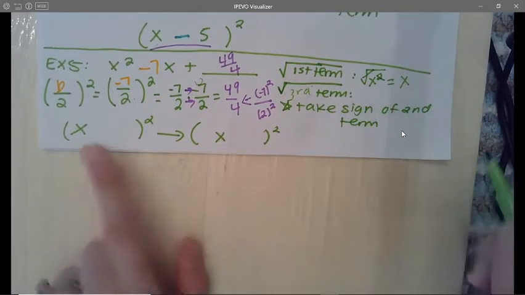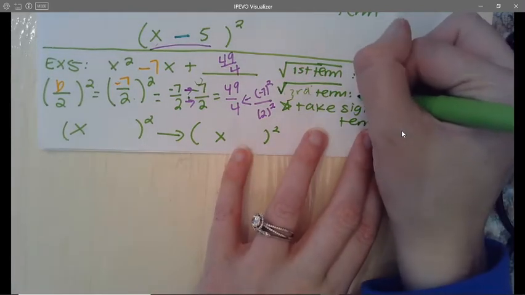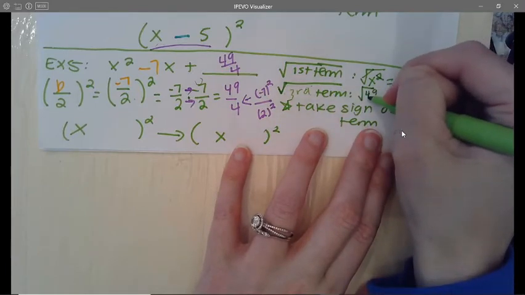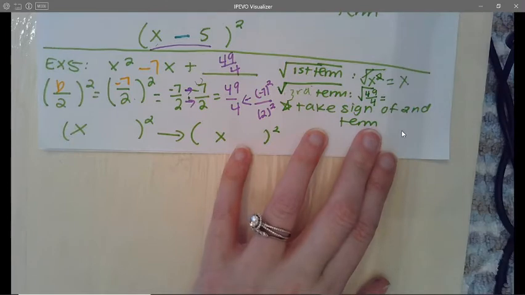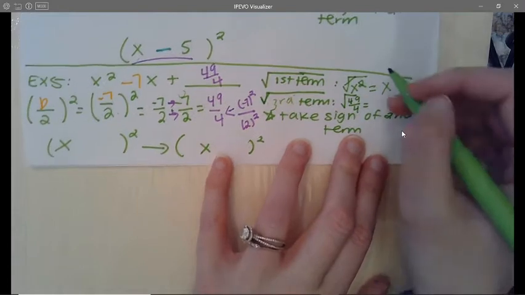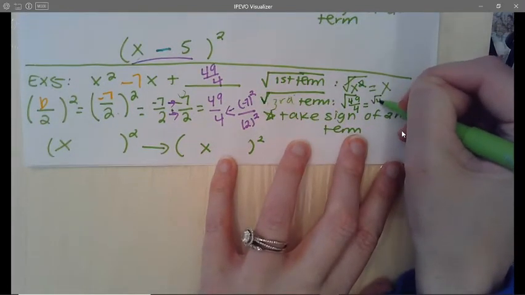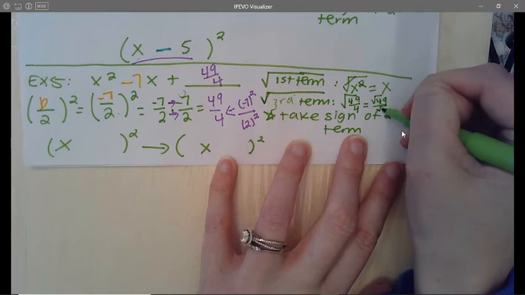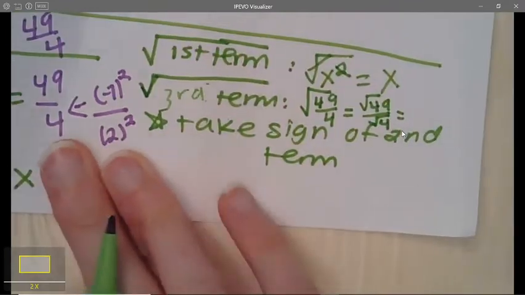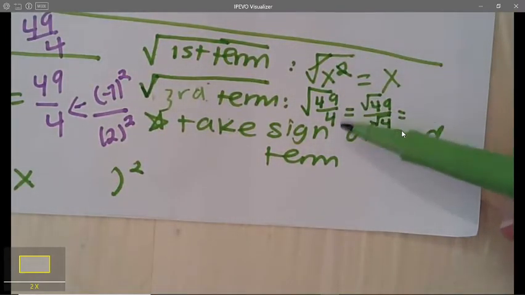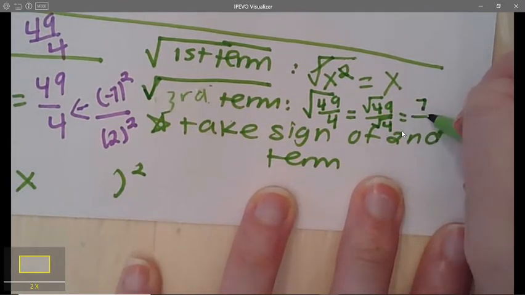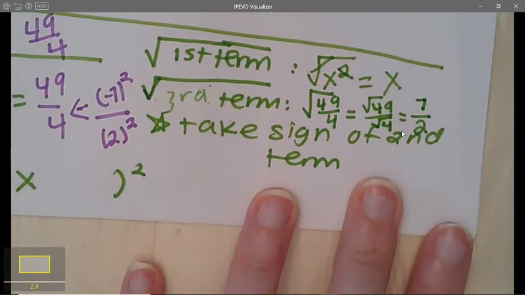So I already got the x. The third term is going to be the square root of 49/4. Which, don't forget, when we square root a fraction, since we can't simplify the fraction down any further, you can just square root the numerator and then square root the denominator separately. I know I didn't leave a lot of space. I'm sorry, you guys. So the square root of 49 is 7, and the square root of 4 is 2. So it's going to be 7/2.